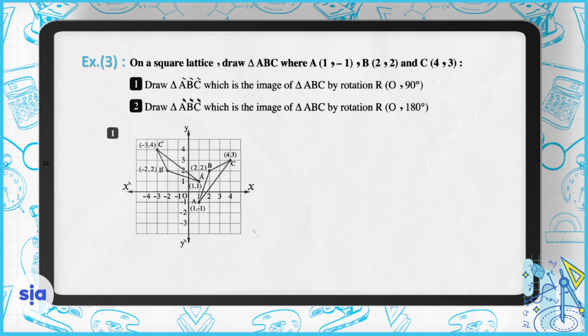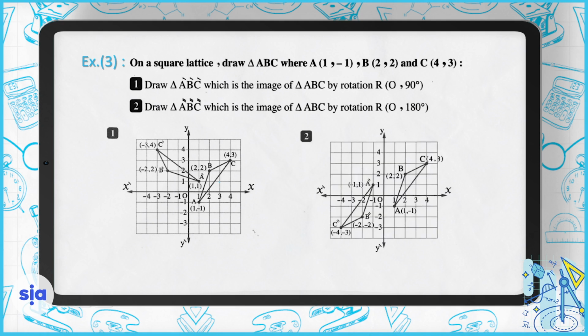The second question is to draw triangle A'B'C', which is the image of triangle ABC by rotation R, O, 180. So each of these points, we're going to change the x and the y to negative x, negative y. So here is the drawing of it, where A double dash is (-1, 1), B double dash is (-2, -2), and C double dash is (-4, -3).